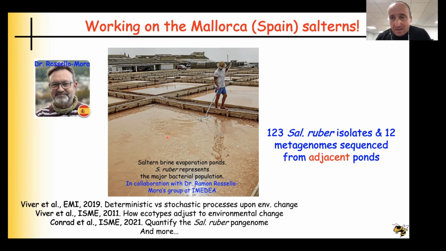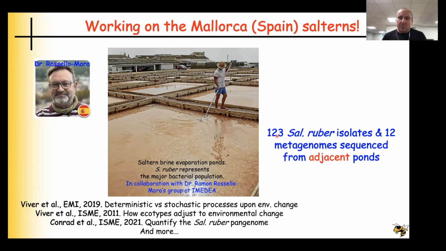So with Ramon and help actually from JGI, we have sequenced 123 from one of the CSP programs. We have sequenced 123 Salinibacter ruber from this point in Mallorca, in the middle of the Mediterranean Sea. Very nice environment, a place to be and work.